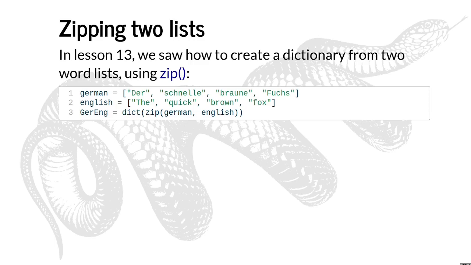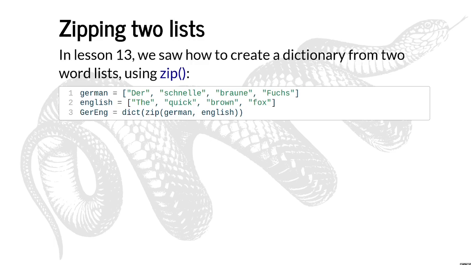Perhaps you remember when I introduced dictionaries. I did this with a German sentence translated to English. Der schnelle braune Fuchs springt über den faulen Hund, which in English is a pangram. The quick brown fox jumps over the lazy dog. So a sentence that includes all letters of the alphabet. But that's beside the point.